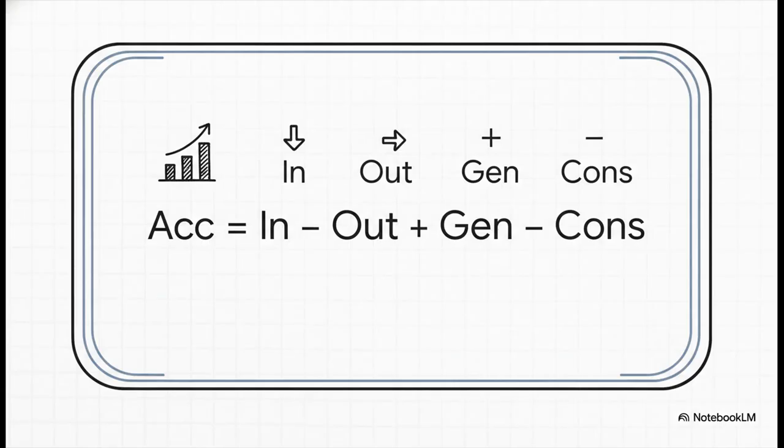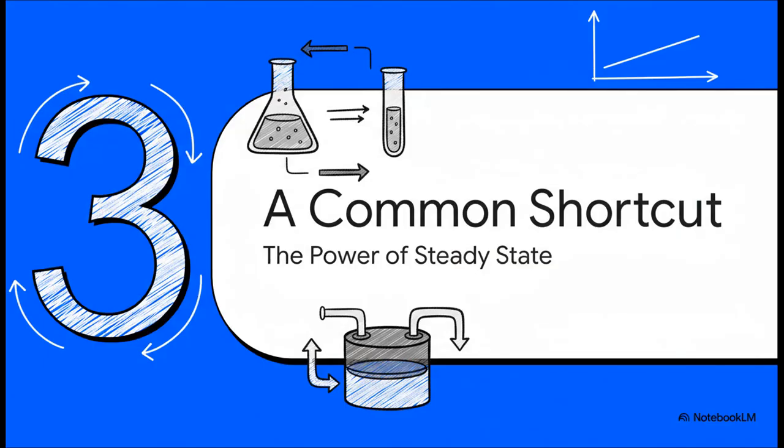And of course, this is how engineers usually write it down, a nice, clean, short version of the exact same rule. Accumulation equals input minus output plus generation minus consumption. This little equation is the foundation for everything else. Now that full equation is fantastic, it's totally complete, but in a ton of real-world situations, we can use a really common, really helpful assumption that makes our lives way easier.